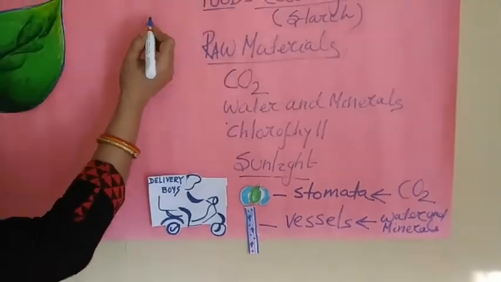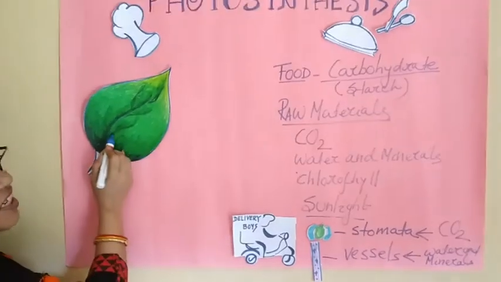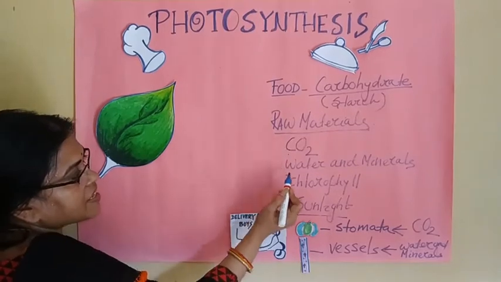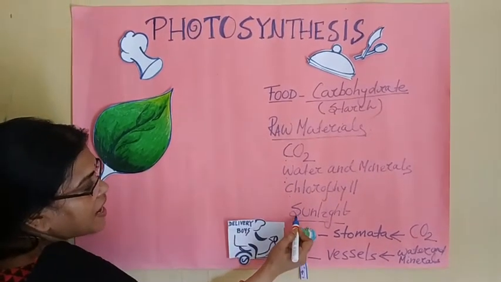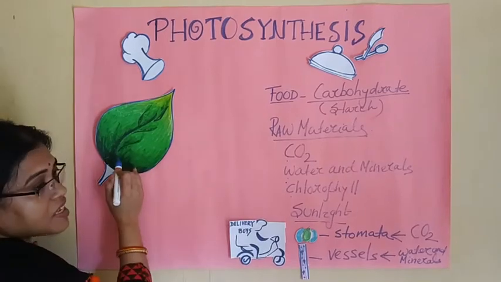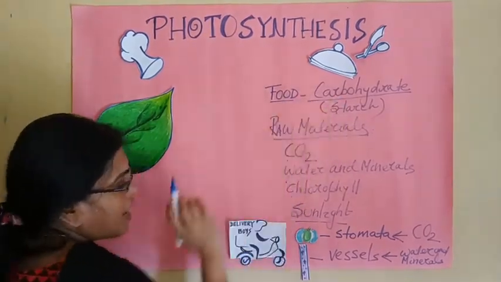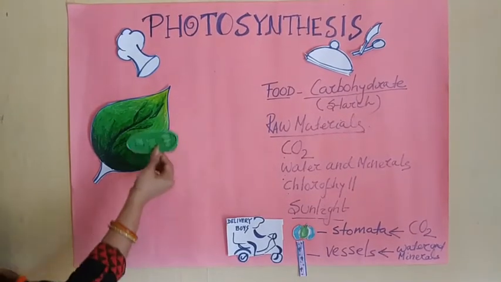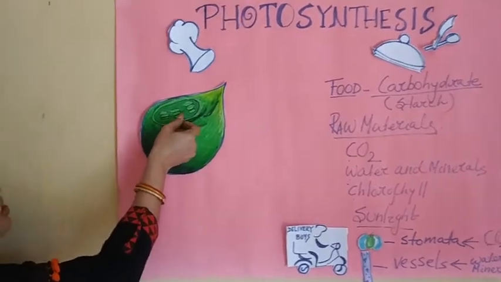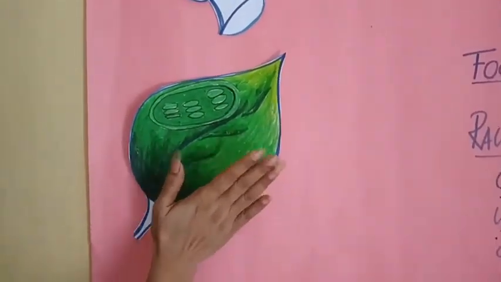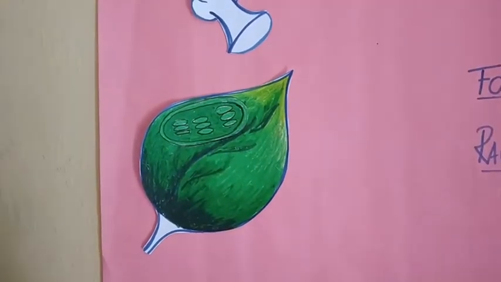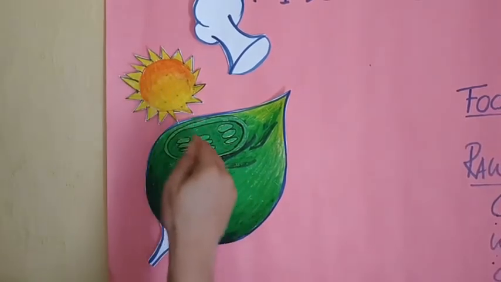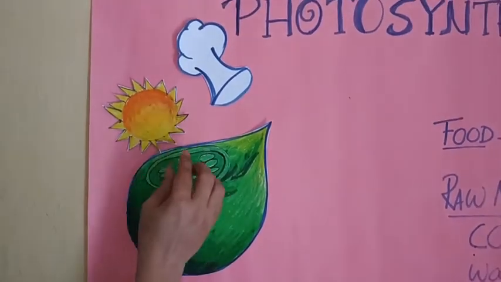So this is how the process of photosynthesis occurs in nature's kitchen, that is the leaf. It has the raw materials: carbon dioxide, water and minerals, chlorophyll and sunlight. By using these, it prepares the food in the form of carbohydrate. In the leaf, the chlorophyll is present in special structures called the chloroplast. Now nature has the sun, which gives the energy or light, and this chlorophyll traps the light.